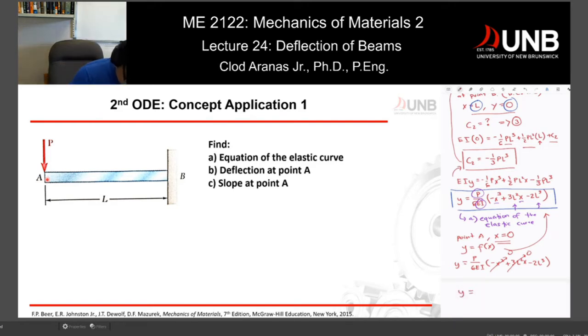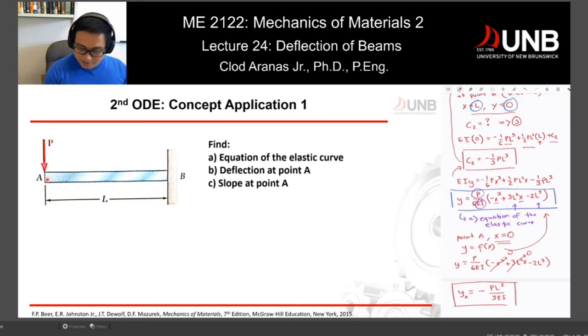So here, y is equal to negative PL to the 3 divided by 3EI. And if you want, you can put y sub A. That means that's the deflection at point A. And that would be the answer for letter B.